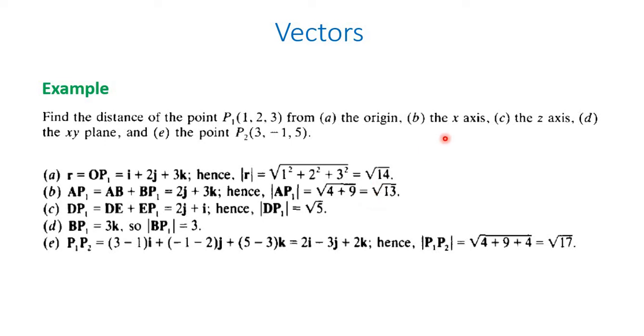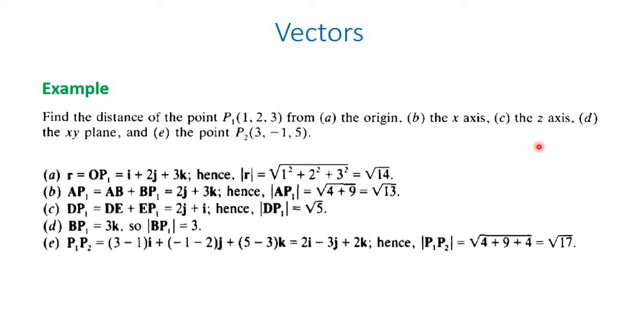Similarly, what is the distance vector of this point P1 from the z-axis? When we talk about the z-axis, the z component value will be 0. So the vector CP1 will be equal to i plus 2j. If we take the mod for calculating magnitude, it will become 1 square plus 2 square, and the result will be root 5.